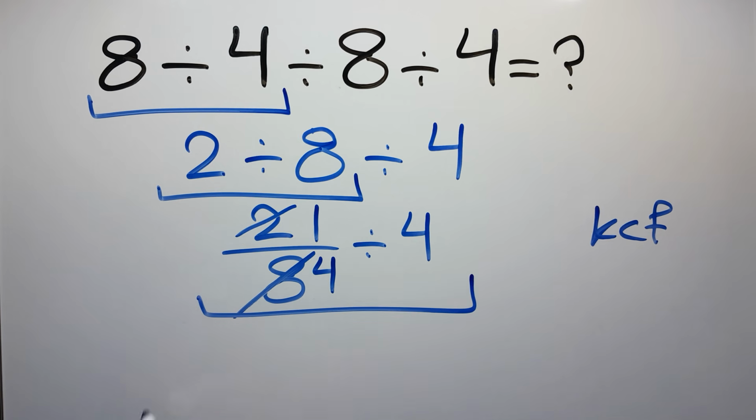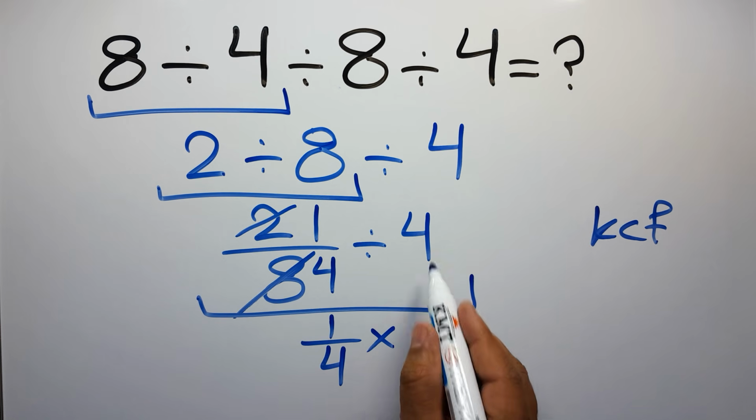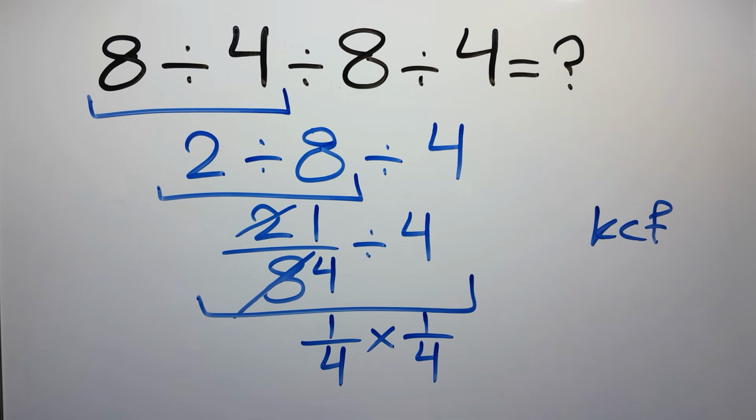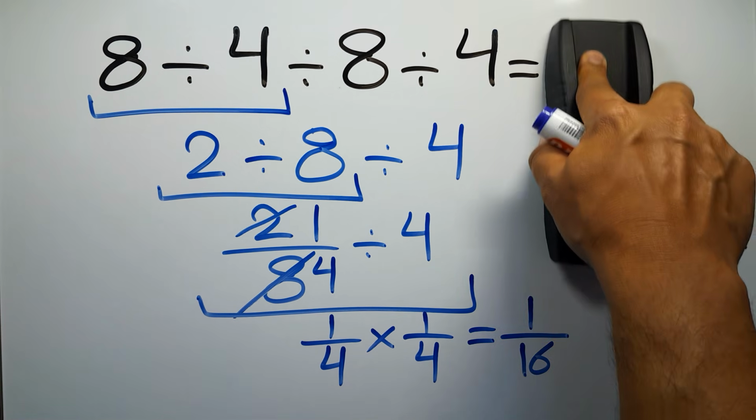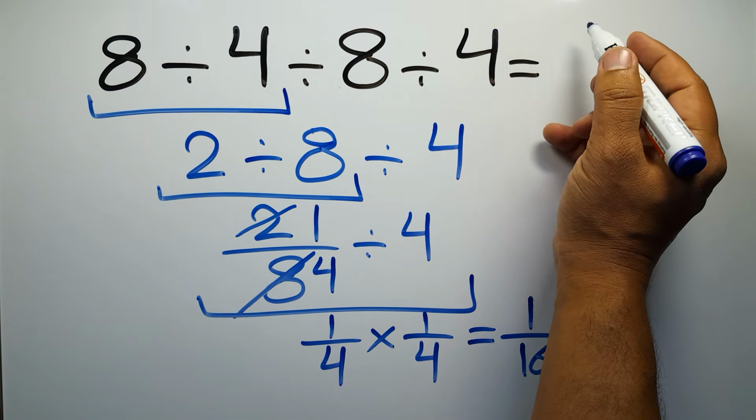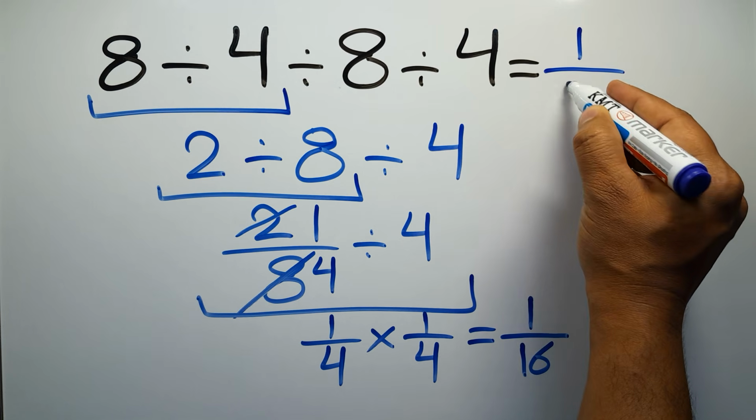We can write: keep the first fraction, change division to multiplication, and flip the second fraction. So we have 1 over 4 times 1 over 4, which equals 1 times 1 gives us 1. So 4 times 4 equals 16. So 1 over 16. And this is our final answer to this problem. The correct answer is 1 over 16.